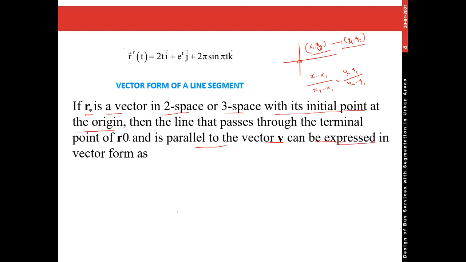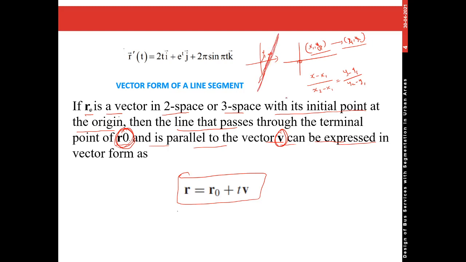and parallel to a vector v. Then the line passes through the terminal point of r naught and is parallel to v, and can be expressed in the form r equal to r naught plus tv. So that is the equation of the line passing through the point r naught and parallel to a vector v. So if this is v, and the point r naught is this, then the line passing through the point and parallel to v can be expressed as r equal to r naught plus tv.